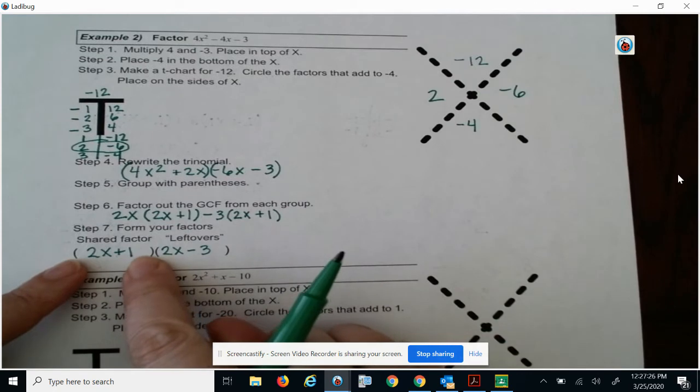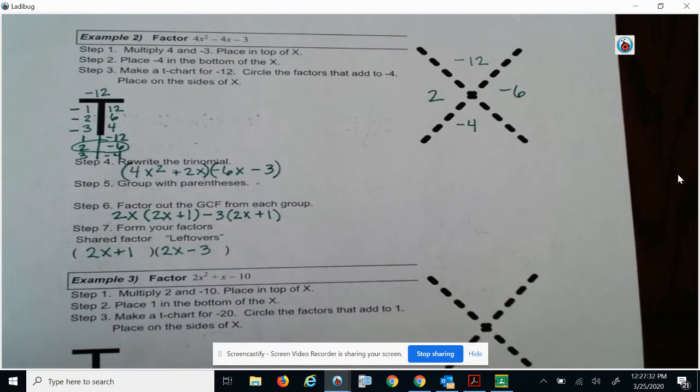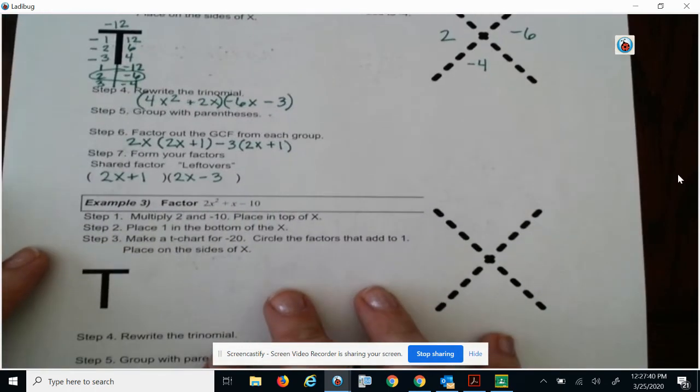Okay, so these things in the parentheses, those are factors. There's 2 factors there. And we're going to see why that's important in a couple weeks when we do some more graphing. All right, example 3.